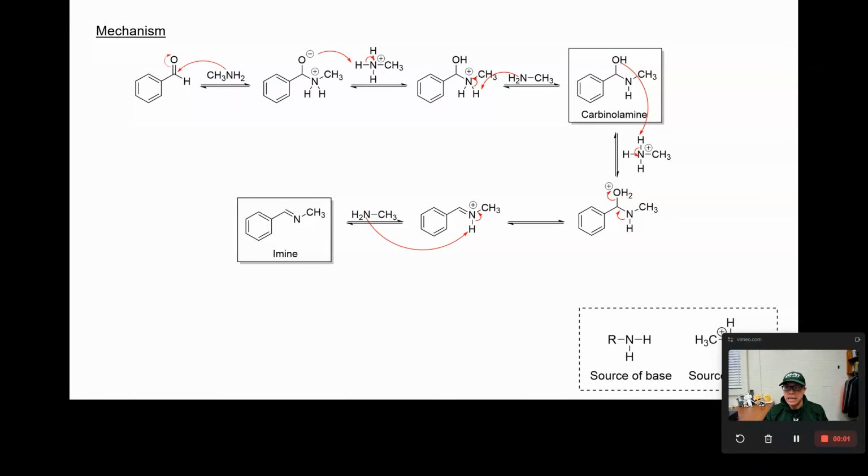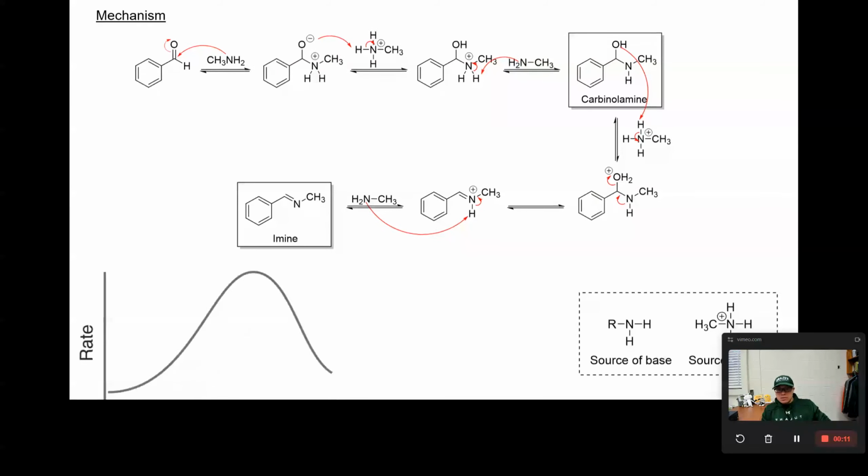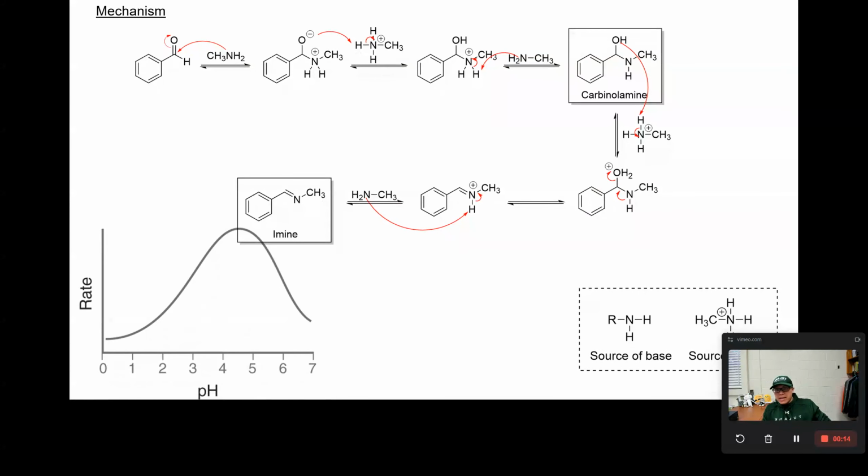All right, you have seen how to draw the mechanism of an imine formation. Now here's the property of an imine formation. The imine reaction is very pH dependent, which means that changing pH affects the rate greatly.